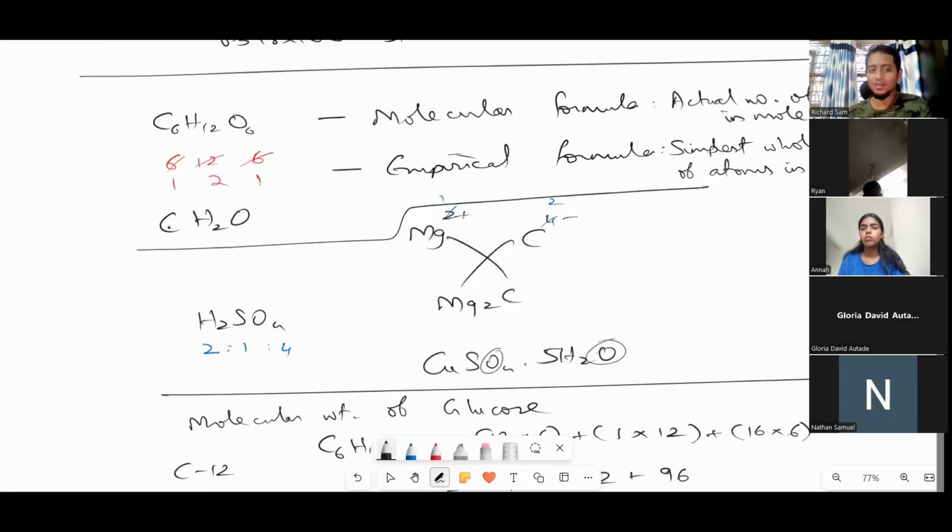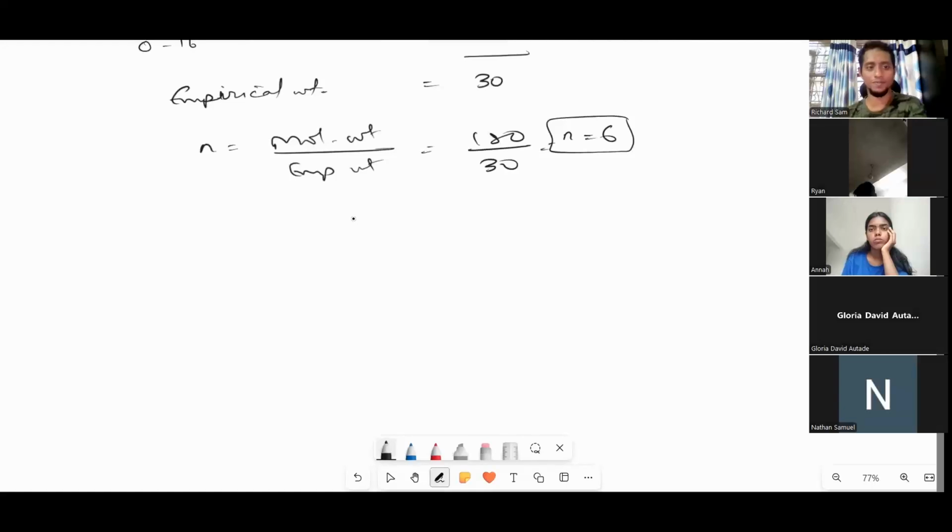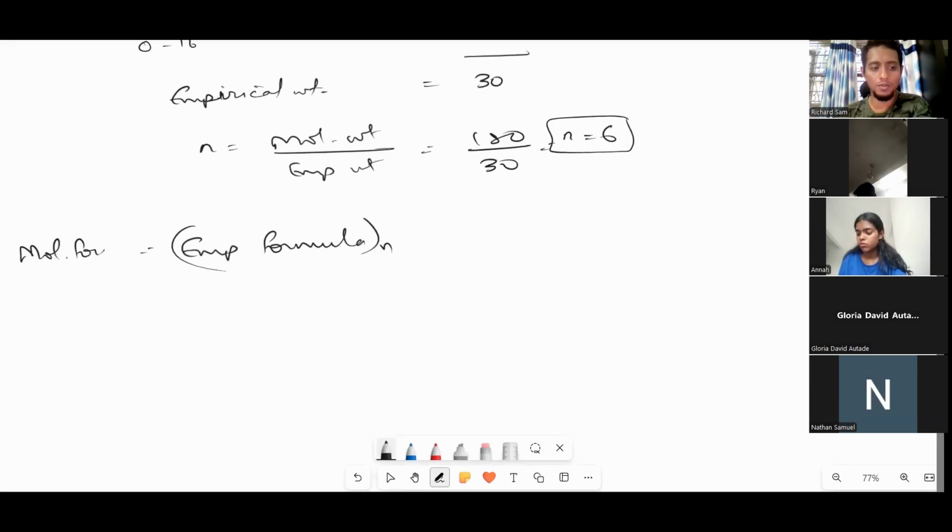If we multiply this N with the empirical formula, we will get the molecular formula. See, we cut this with 6, no? In 6 tables we cut. So that N is 6. If we multiply 6 with every element over here, what do we get? We get the molecular formula. We saw that. So we can make one more formula. That is empirical formula multiplied with N, like this. We will get what? The molecular formula. You understand?